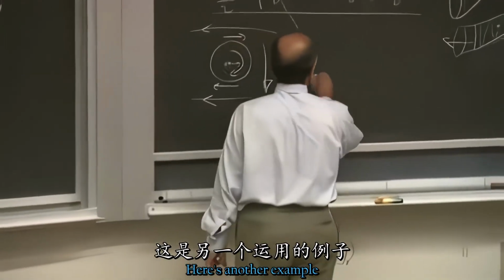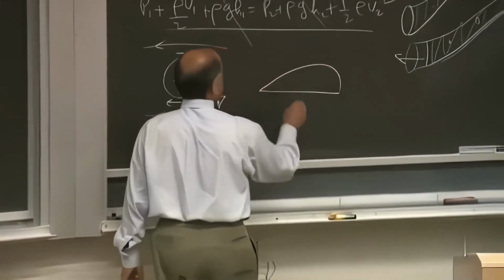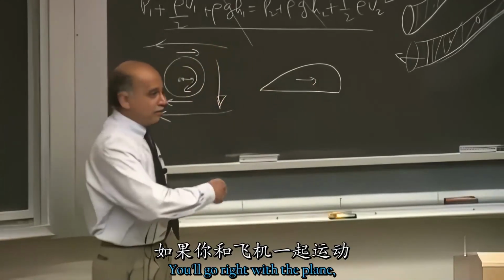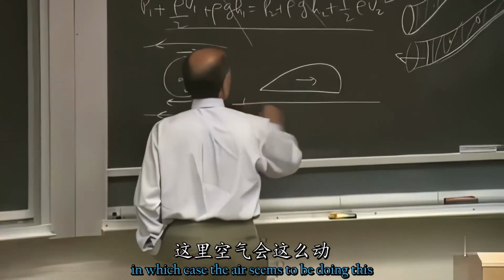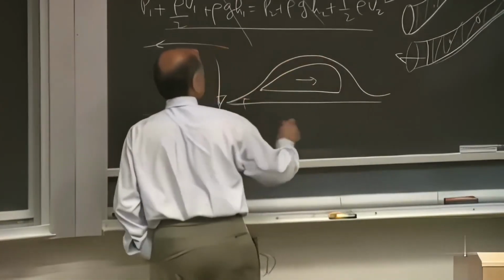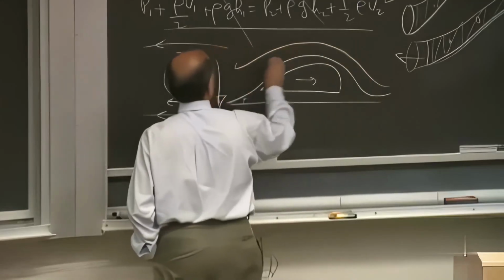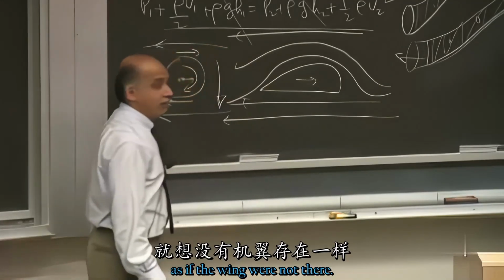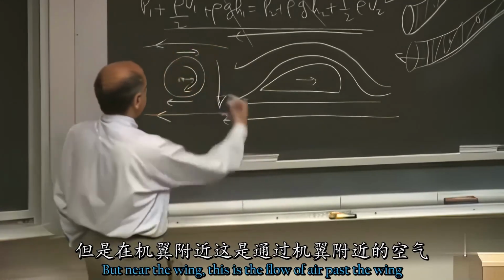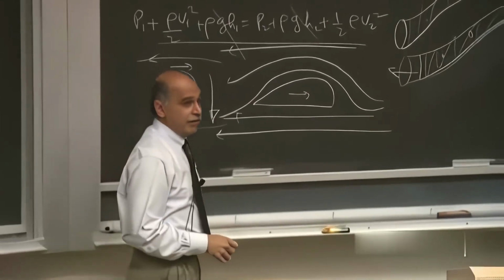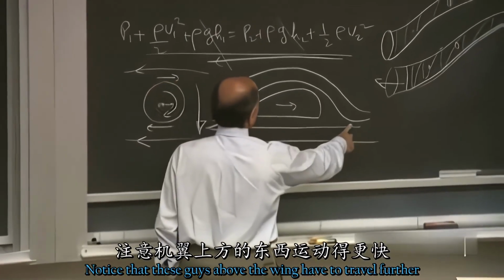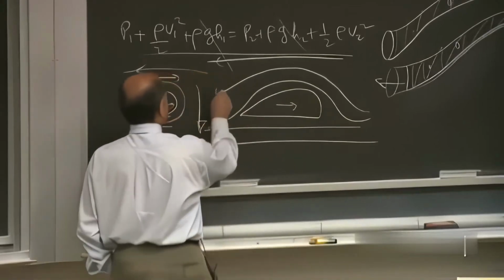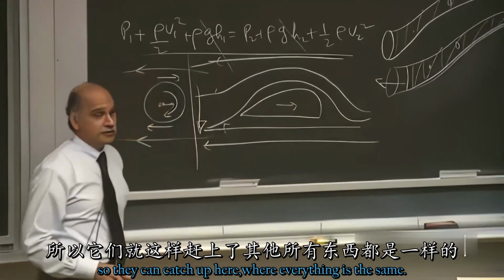So here's another example. Here's an airplane wing. The plane is going like this. You go right with the plane, in which case the air seems to be doing this. Far from the plane, everything looks the same as if the wing were not there. But near the wing, this is the flow of air past the wing. Notice that these particles above the wing have to travel further than the particles below the wing so they can catch up here where everything is the same.